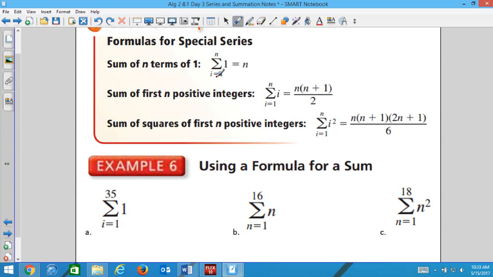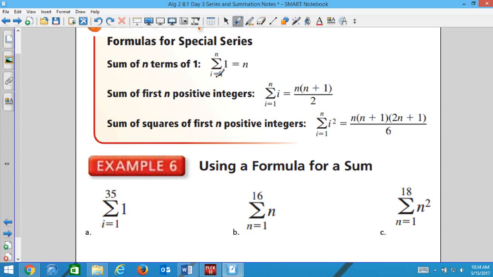And then the last one would be if you're adding up the sum of squares. So it would be 1 squared, plus 2 squared, plus 3 squared, plus 4 squared. This would be the sum of the squares up to however many. And you would take that number, multiply by that number plus 1, and then multiply by 2 times that number plus 1, all over 6. So here are 3 examples of those 3.